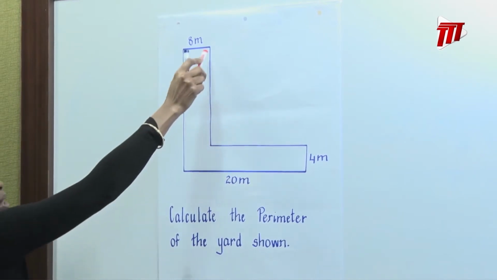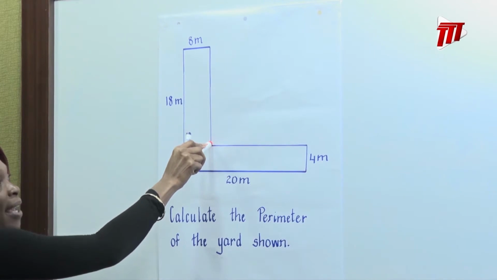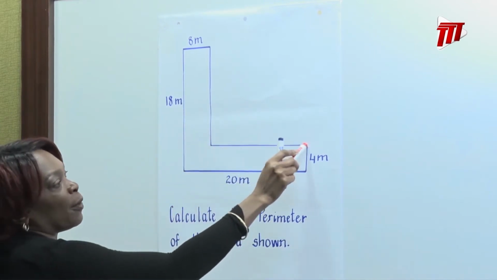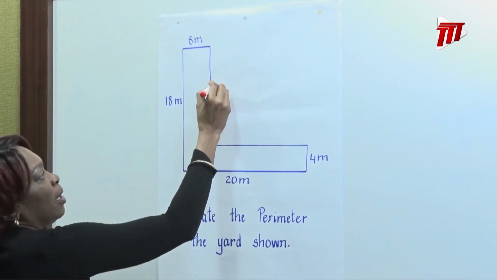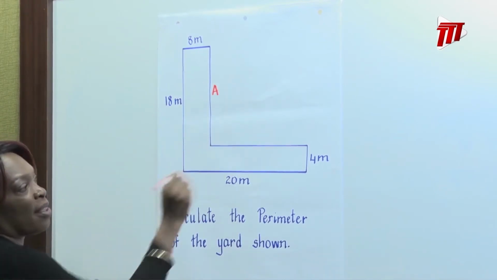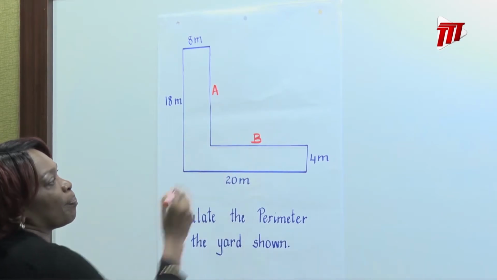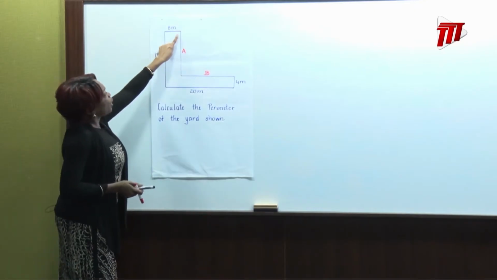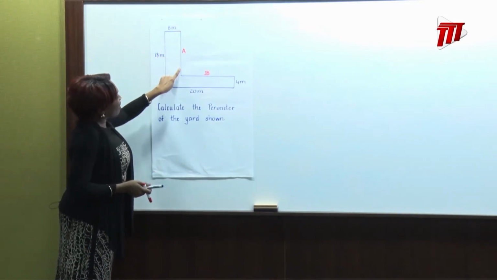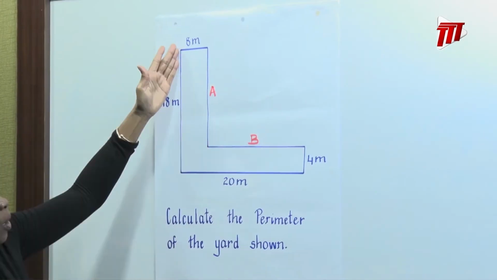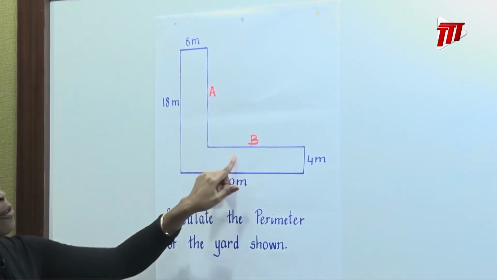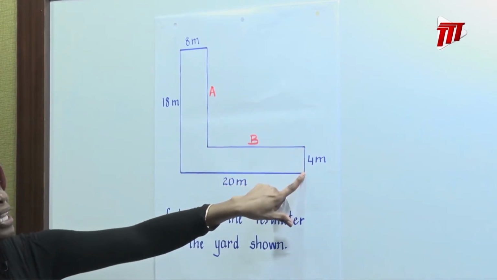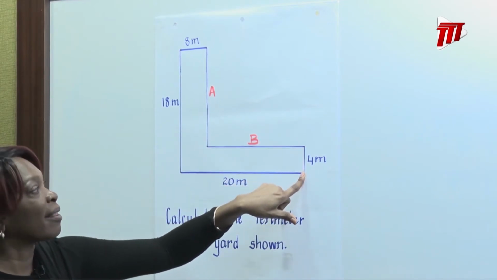Correct. There's no dimension given for here, and there's no dimension given for here. So let's see if we can label it. Let's say we're going to label the vertical one A and the horizontal one B. How do you suggest we find the length of A? We have a vertical line here which is 18 meters in length. And if you look very carefully, we also have a vertical line here which is 4 meters in length.